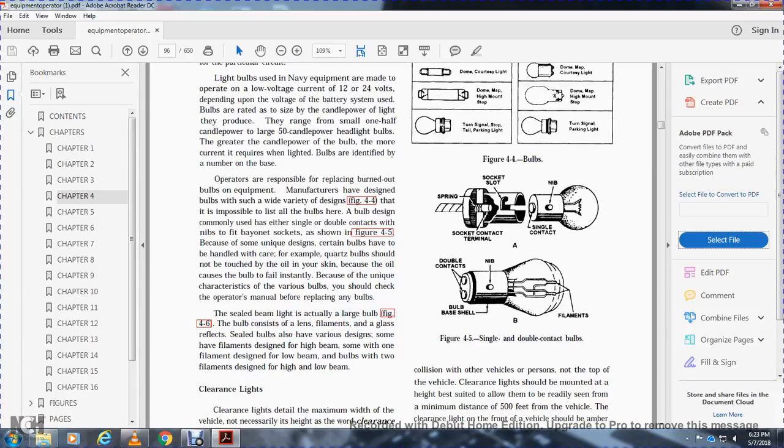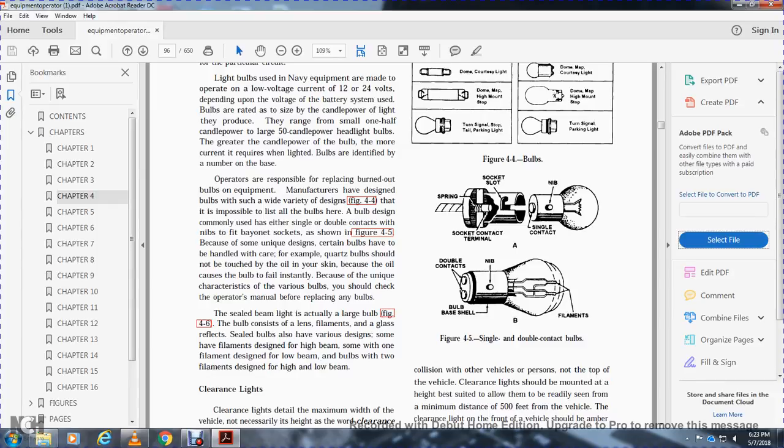Operators are responsible for replacing burned out bulbs on the equipment. Manufacturers design bulbs in a wide variety of designs. Figure 4-4 shows common bulb designs, with either single or double contact and the nibs of the bayonet style shown in figure 4-5. Because of the unique design of certain bulbs, you have to handle them with care. For example, with quartz bulbs, you do not touch them, because the oil from your skin causes the bulb to fail instantly. Because of the unique character of the various bulbs, you should check the operator's manual before replacing any bulbs.